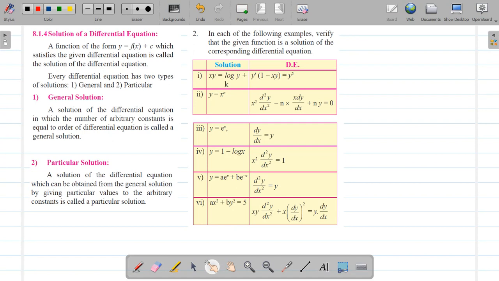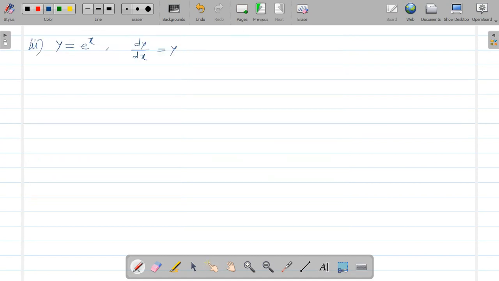Okay, so let us see now. In that question, see the third example, that is very simple. Here y is equal to e raised to x is the function given to you, and dy by dx is equal to y is the differential equation given to you, and we have to show that y is equal to e raised to x is a solution of this differential equation. So see how you will solve this.